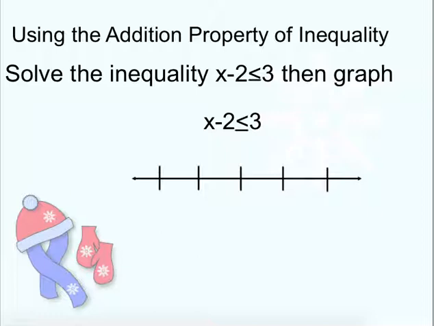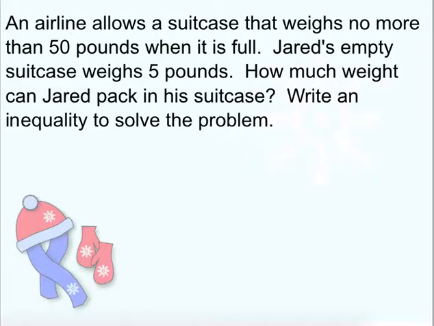Same idea, we're going to add 2 to each side. We get x is less than or equal to 5, so closed dot on 5, going to the left.